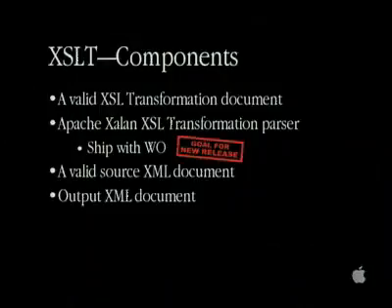Now, the components that make up XSLT are the source valid XSL transformation document, the Xalan XSL transformation parser or processor, and a valid source XML document. And those three components work together to generate an output XML document. So you're basically converting an XML document to another XML document, or maybe converting an XML document to an HTML document, XHTML document, or even a text formatted document.